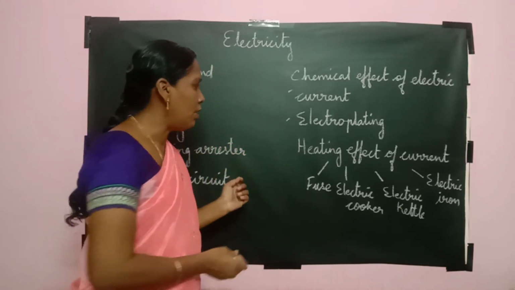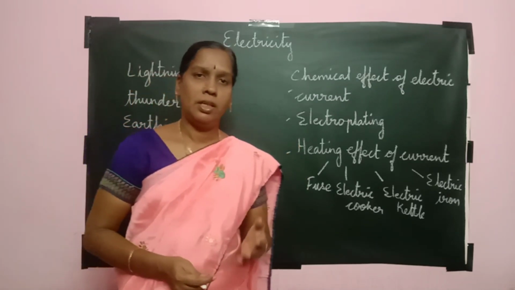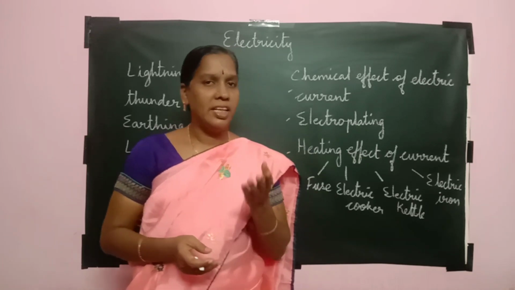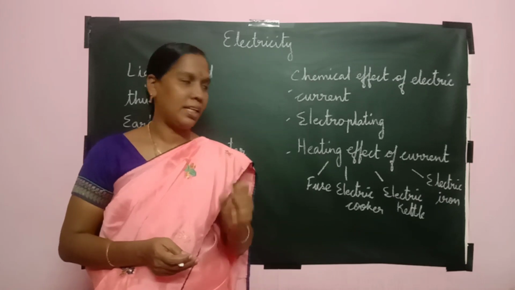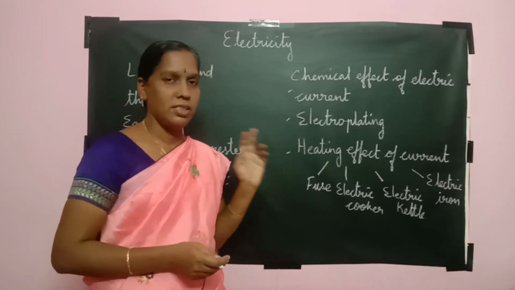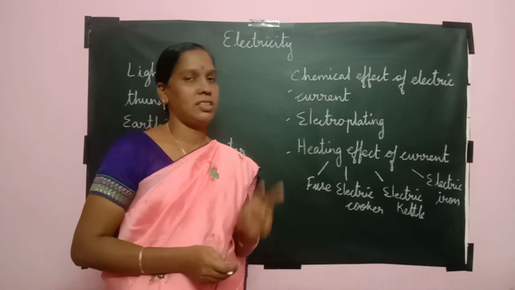Okay. Next we move on to the heating effect of current. In an appliance, when current is made to pass, if it generates heat, then it is said to be the heating effect of electric current. In this we are going to see the fuse, electric cooker, electric kettle and electric iron.